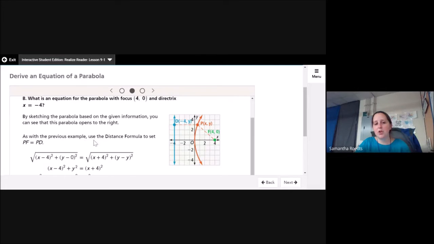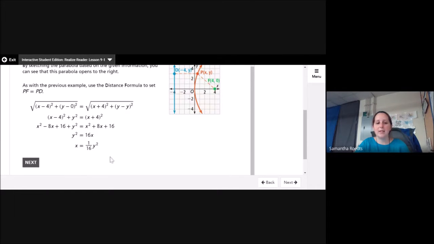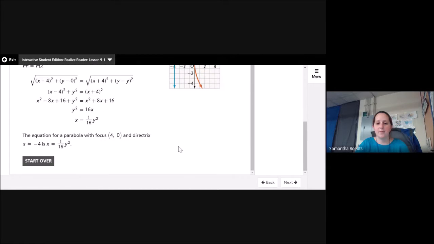As with the previous example, you use the distance formula to set PF equal to PD. So here's P, here's a point. D is on the line x equals -4. My focus is (4, 0). So I get the square root of (x minus 4) squared plus (y minus 0) squared equals the square root of (x plus 4) squared plus (y minus y) squared. When I solve that, I get (x minus 4) squared plus y squared equals (x plus 4) squared. So x squared minus 8x plus 16 plus y squared equals x squared plus 8x plus 16. This simplifies to y squared equals 16x. And so x equals 1/16 y squared.